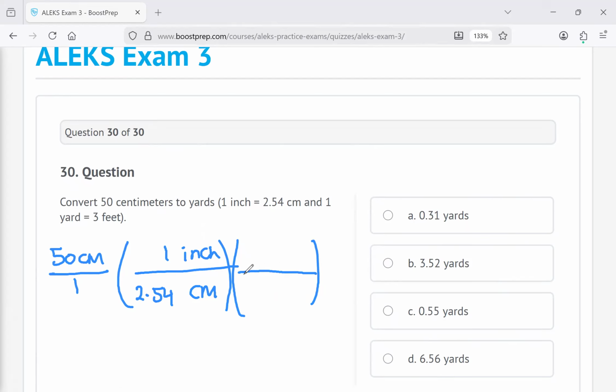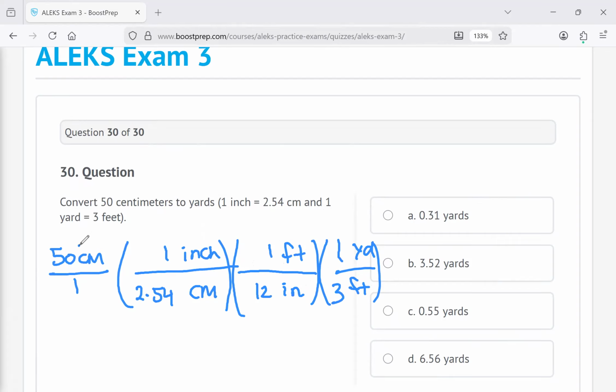And then we have to get rid of the inch. So you put inch on the bottom and then put feet on the top. We know that for 1 foot, there are 12 inches. And then almost there, we want to convert that to yards. So the last conversion is feet on the bottom because you want to get rid of the feet, and yards on the top. What's the relationship between yard and feet? They say that 1 yard is equal to 3 feet.